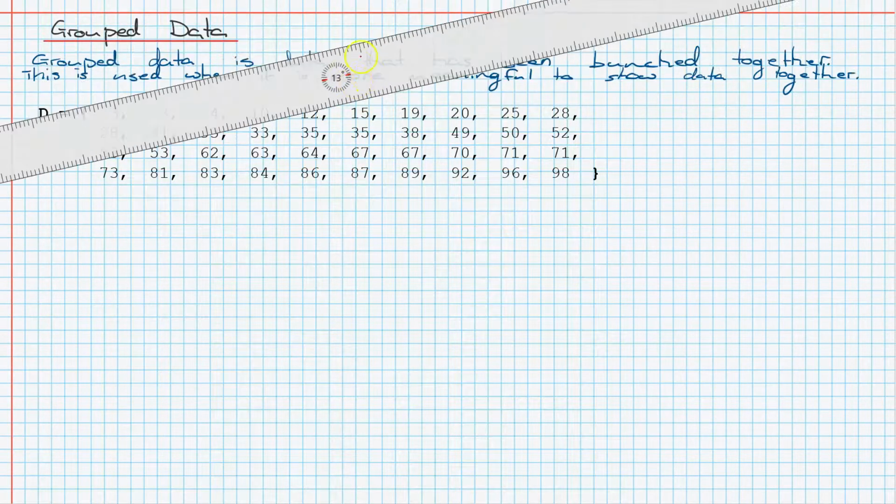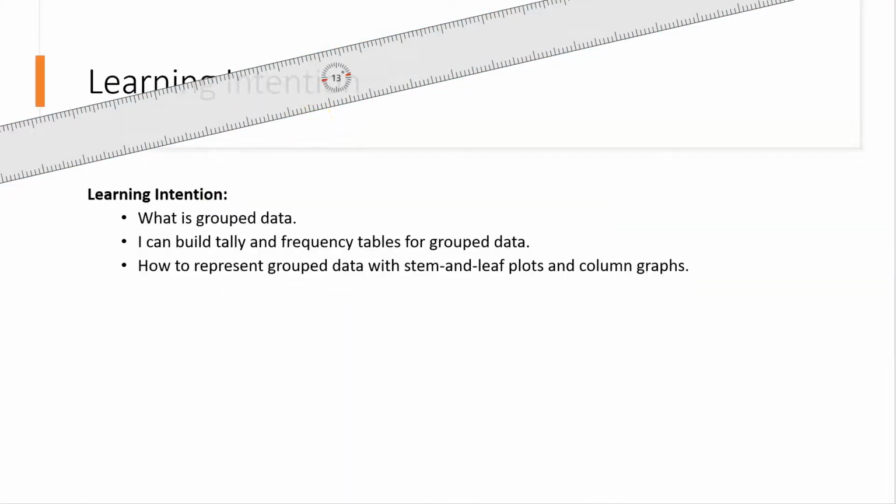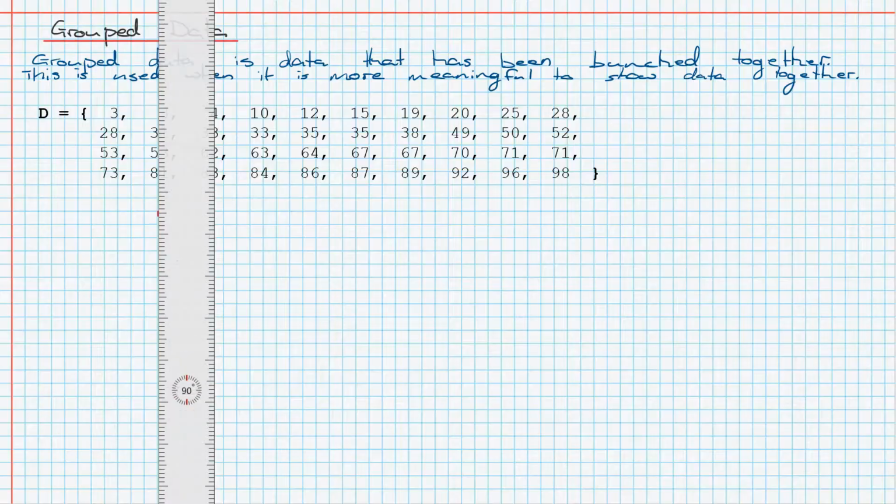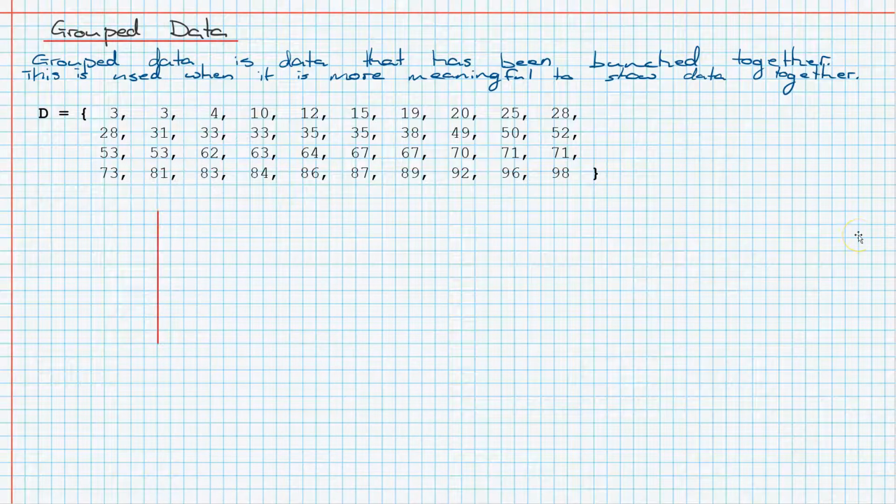So I'll get my ruler, and the first thing I'm going to do for a stem and leaf plot is draw a vertical line. On the left-hand side of the line, I'm going to write stem, and on the right-hand side of the line, I'm going to write leaf. Now, I have to have a look at the data I've got here. Notice that the lowest value we get is 3, and the highest value we get is 98. What that tells us is all of our data is bunched between 0 and 100, or 0 and 99.